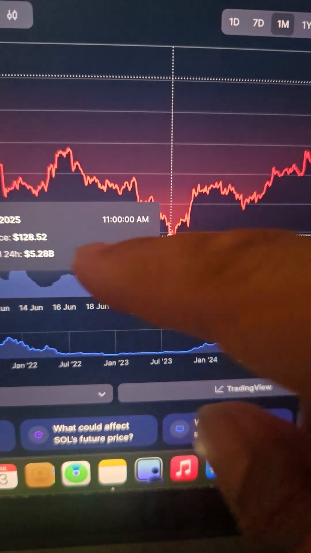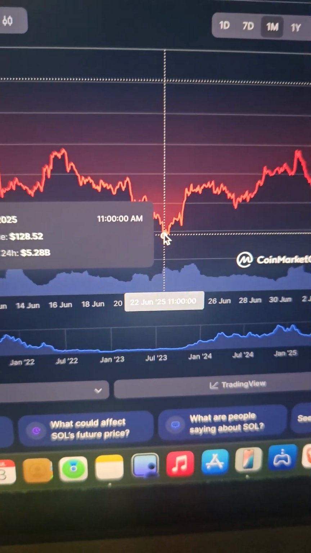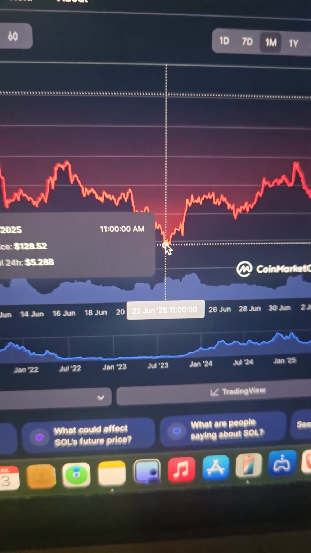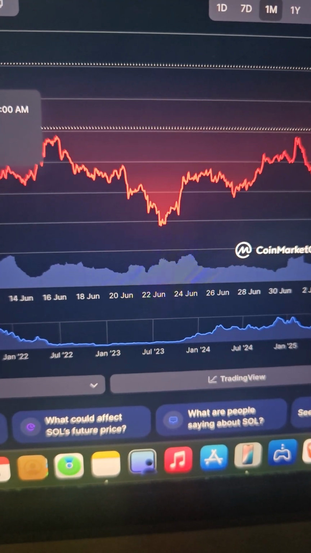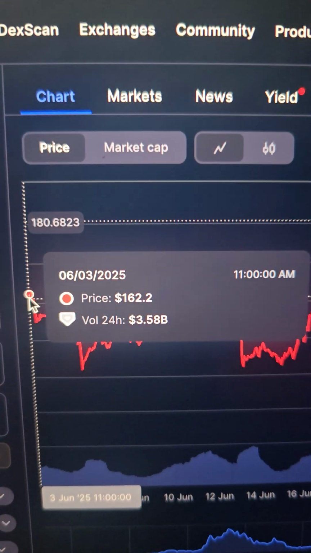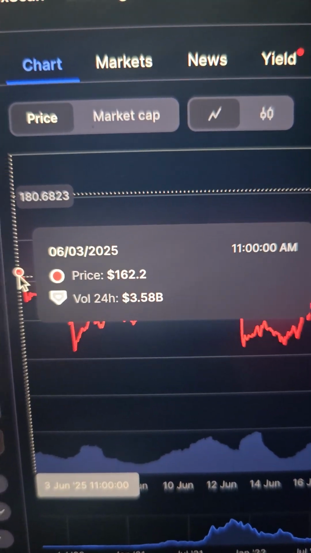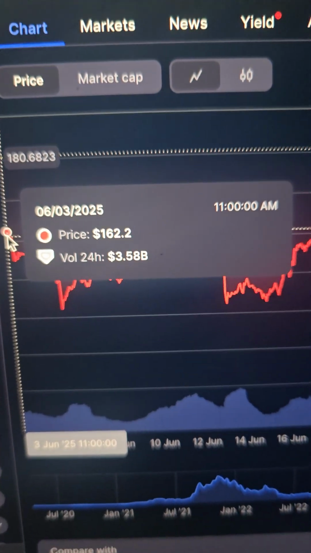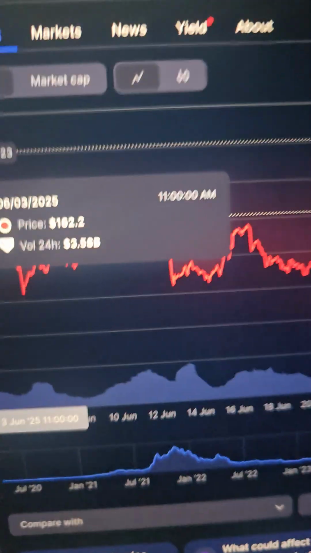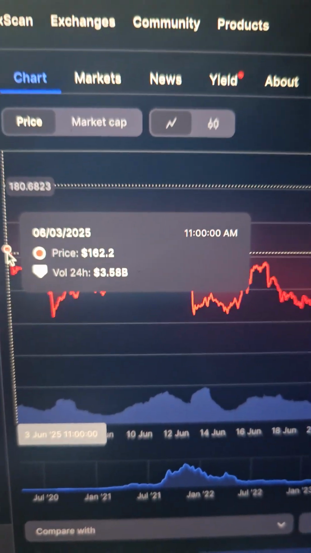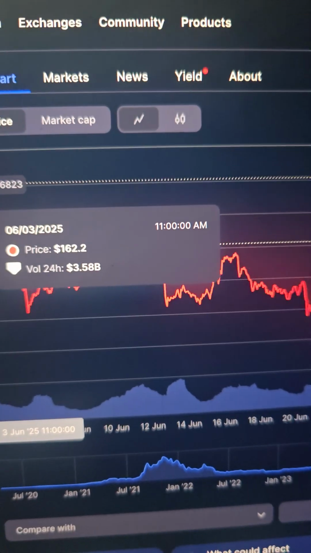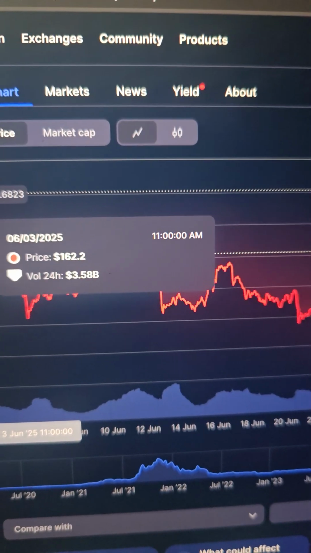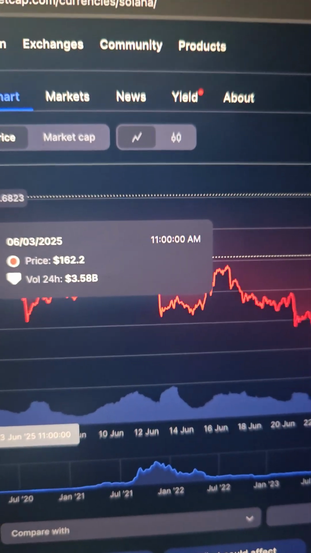Now, I want y'all to recognize something. Look at the trading volume that day. There was $5.28 billion worth of Solana traded that day, okay? Now, when the price was higher this day, there was only $3.58 billion worth of Solana traded. Now, if I'm an investor, if I have a certain amount of money that I know I want to invest, do I want to buy it at a higher price or do I want to buy it at a lower price? Of course I want to buy it at a lower price because I'm looking to make money.